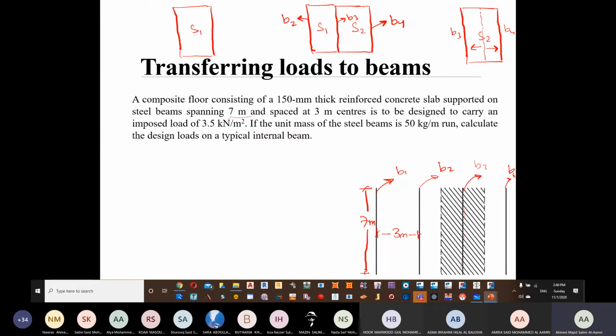S1 and S2 are only numbers to make it clear for you. For S1, here we have B3 and here we have B2. Once again, half of slab 1 will go to beam 3 and the other half is going to go to beam 2. Now I can see that beam number 3 is taking two areas: half of S1 and half of S2. And this is what has been illustrated here.